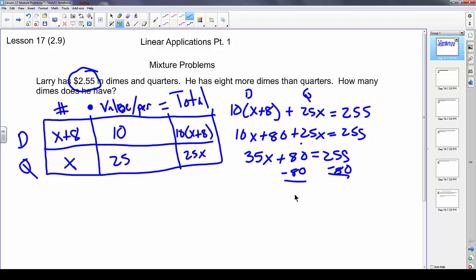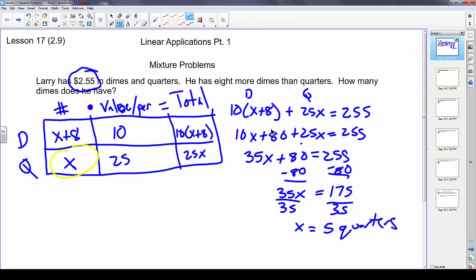I'm going to subtract 80 from both sides, and when I do that, I end up with 175 is equal to 35x. And now I'm going to divide both sides by 35, and I end up with x equaling 5. So what does x represent? Well, here's my x value. So this 5 must relate to the number of quarters that I have. And the question asked, how many dimes do I have? So I have to take 5, add that to 8, you'll see right here, and that gets me 13 dimes.